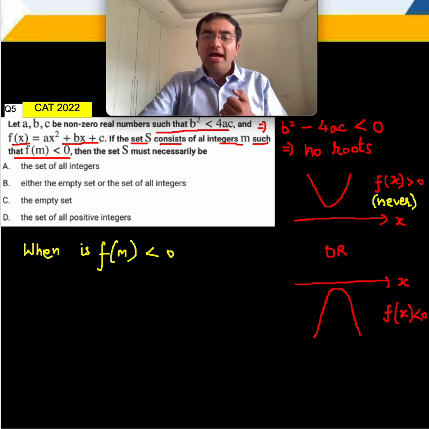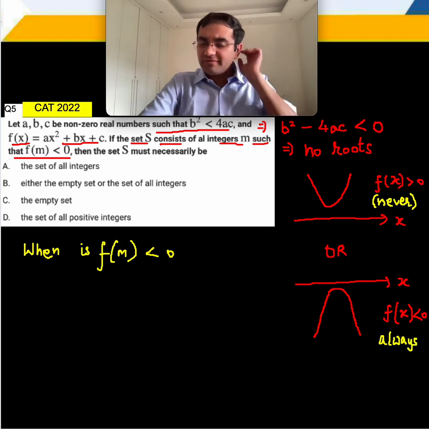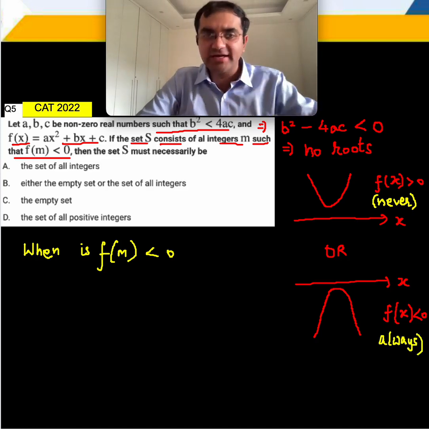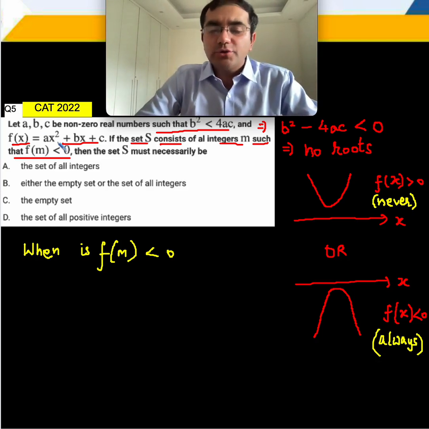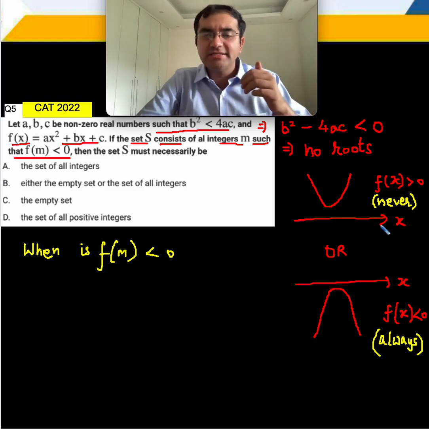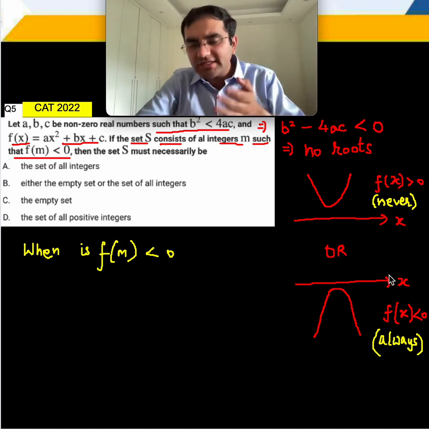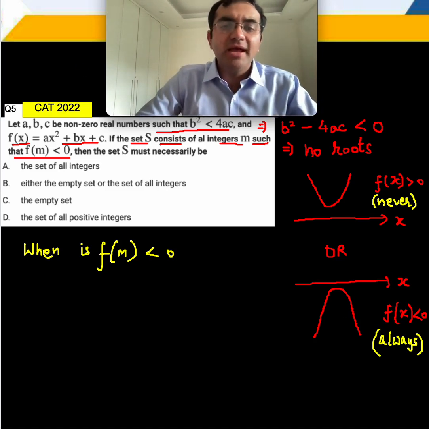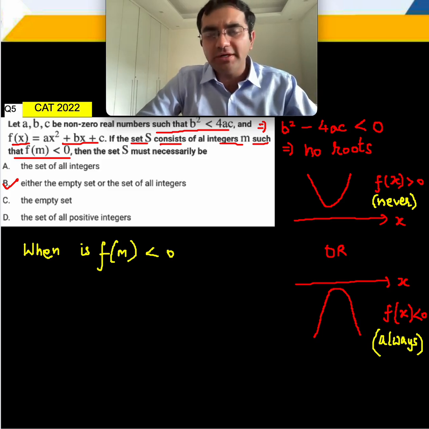ठीक है? And in the next case it is always negative. When is f of m less than 0? It is always negative. So therefore, in order to answer this question, या तो आपके set of integers it is empty, it is never going to be possible, या फिर always for all set of values it is going to be negative. So either it is the empty set or the set of all integers. The answer is B part.